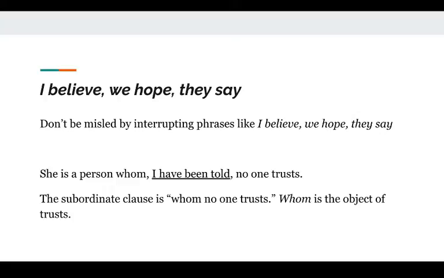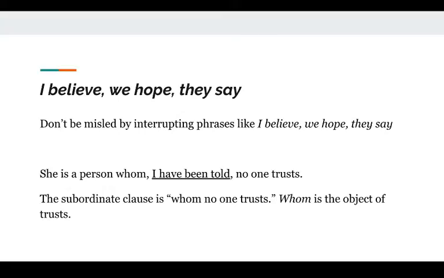So with the phrases here, I believe, we hope, they say, those are just some examples, but you shouldn't be misled by interrupting phrases just like the ones I just said. Those are just, again, some examples. Those definitely aren't all the interrupting phrases that you can have in a sentence.